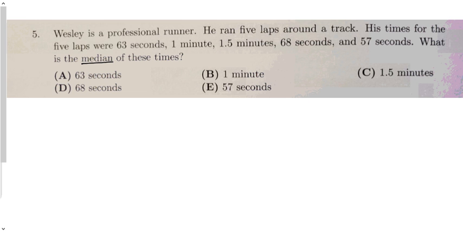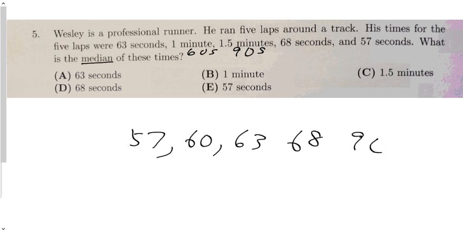The first thing you need to do is make a list of them in order from smallest. Since 1 minute is 60 seconds, and 1.5 minutes is 90 seconds, our smallest is 57, then 60, 63, 68, and 90. The median is a fancy word for middle, so the median is 60. Some people might have thought the median was the average.